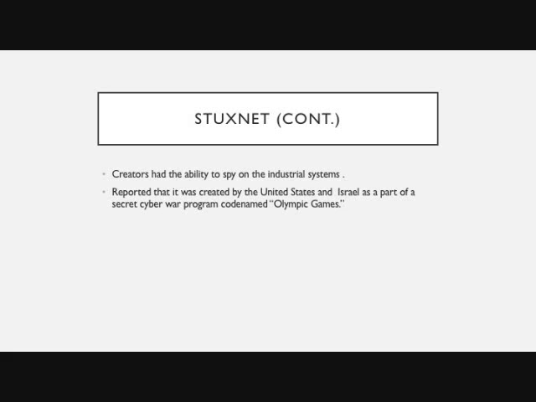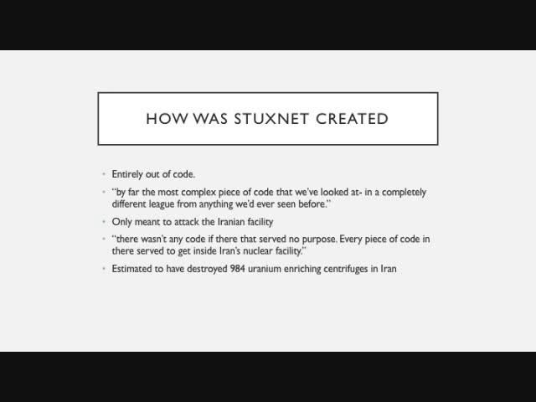The creators of the worm had the ability to spy on the industrial systems and even cause, quote, the fast-spinning centrifuges to tear themselves apart, unbeknownst to the human operators at the plant. It was reported that the Stuxnet worm was created by the United States and Israel as part of a top-secret cyber war program codenamed Olympic Games. Stuxnet was created entirely out of code.